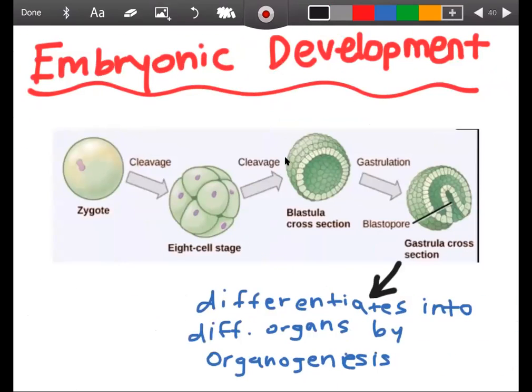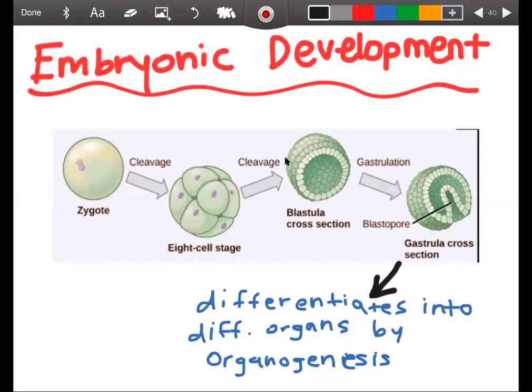I actually took one of the pictures straight off of the videos that was given for this module, and it's showing the stages that the zygote goes through. The zygote starts right when fertilization occurs, and then the cells are going to undergo mitosis. They're going to divide, and eventually they are going to create a blastopore and a gastrula. The gastrula is made of cells that are going to differentiate into different organs by organogenesis.